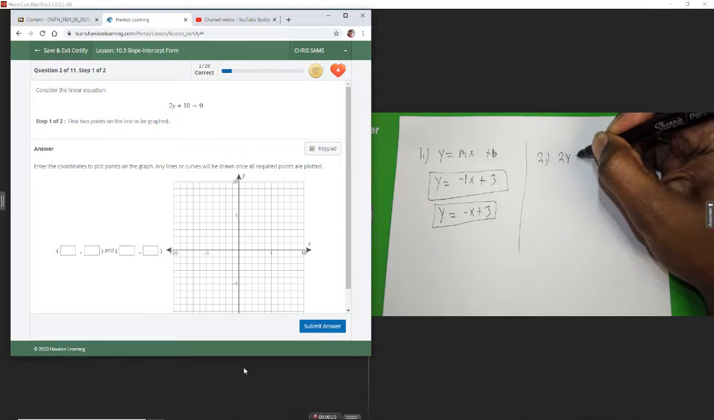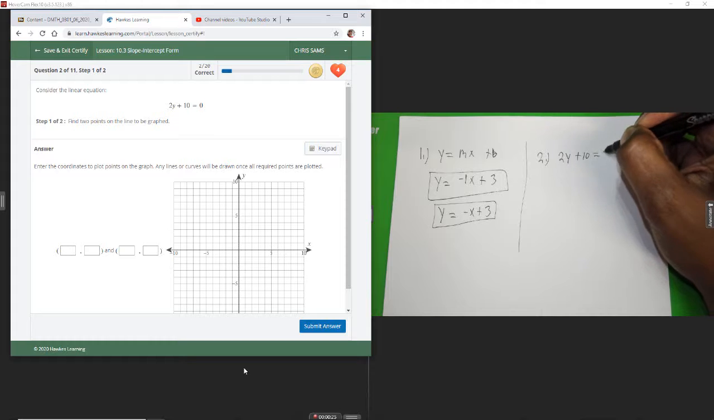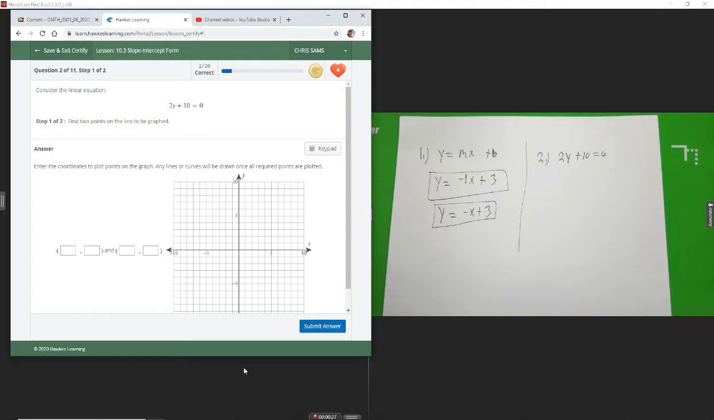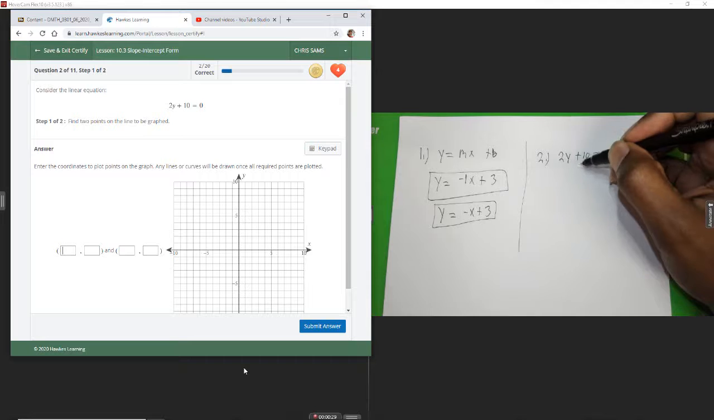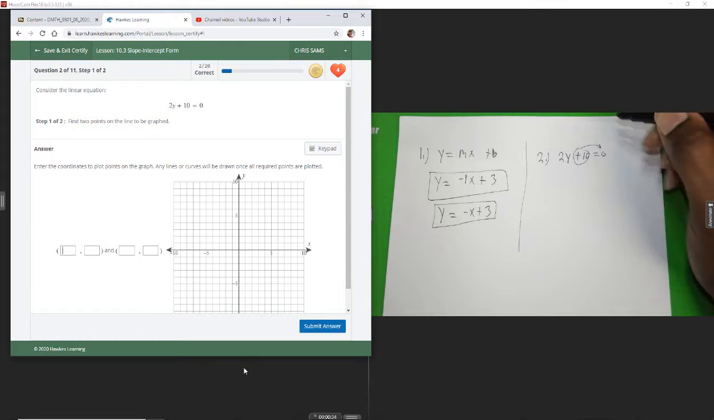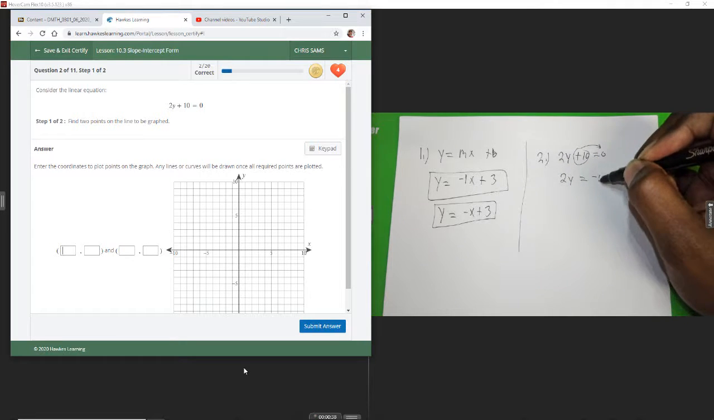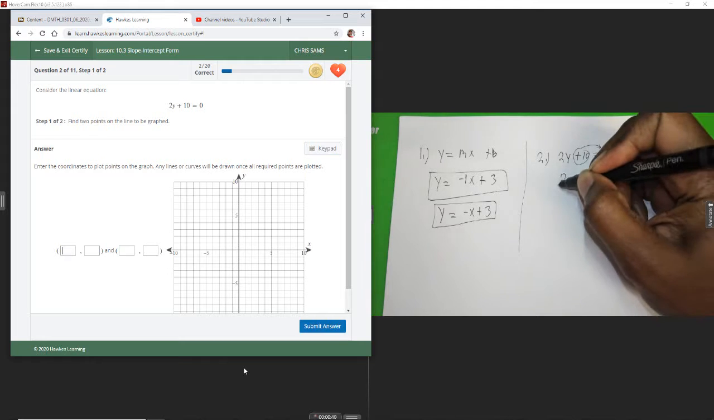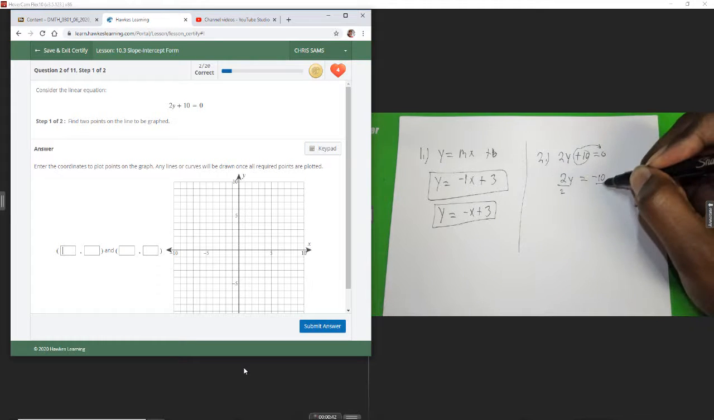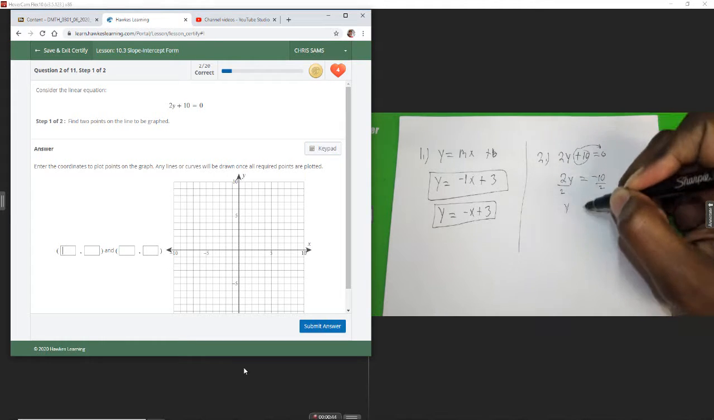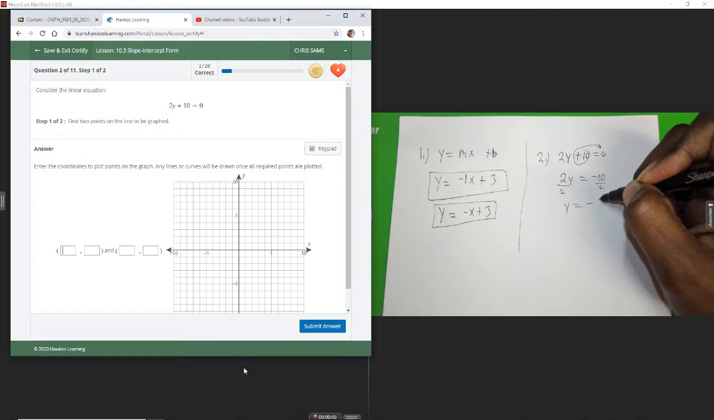2x plus 10 equals 0. We're going to solve it for y, the one variable that we have. So we're going to move the 10 over. So it becomes negative. So we'll have 2y equals negative 10. And then divide by 2. And then we get y equals negative 5.